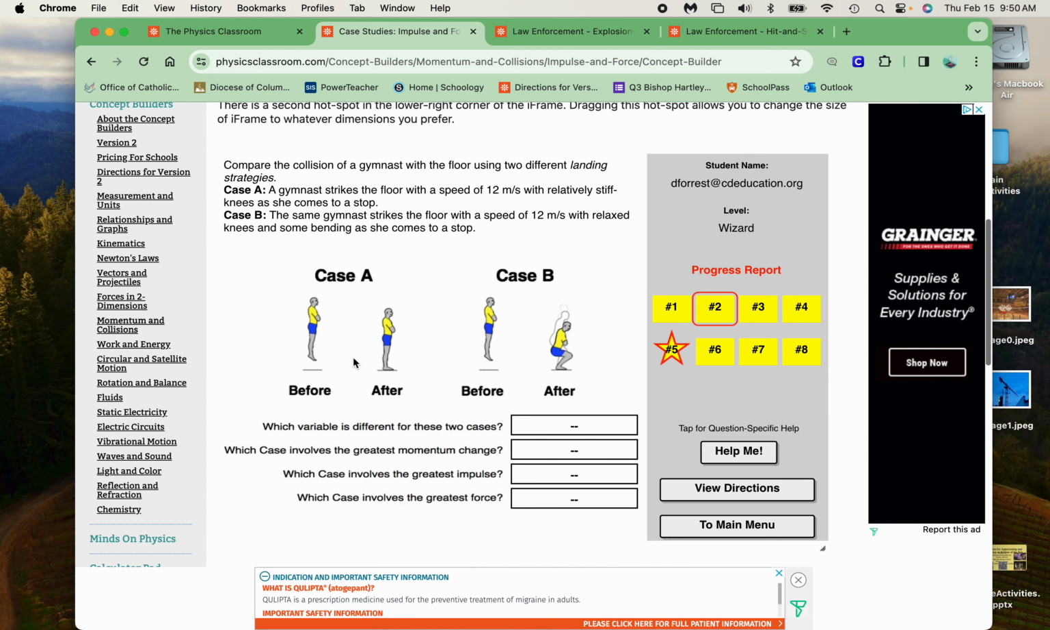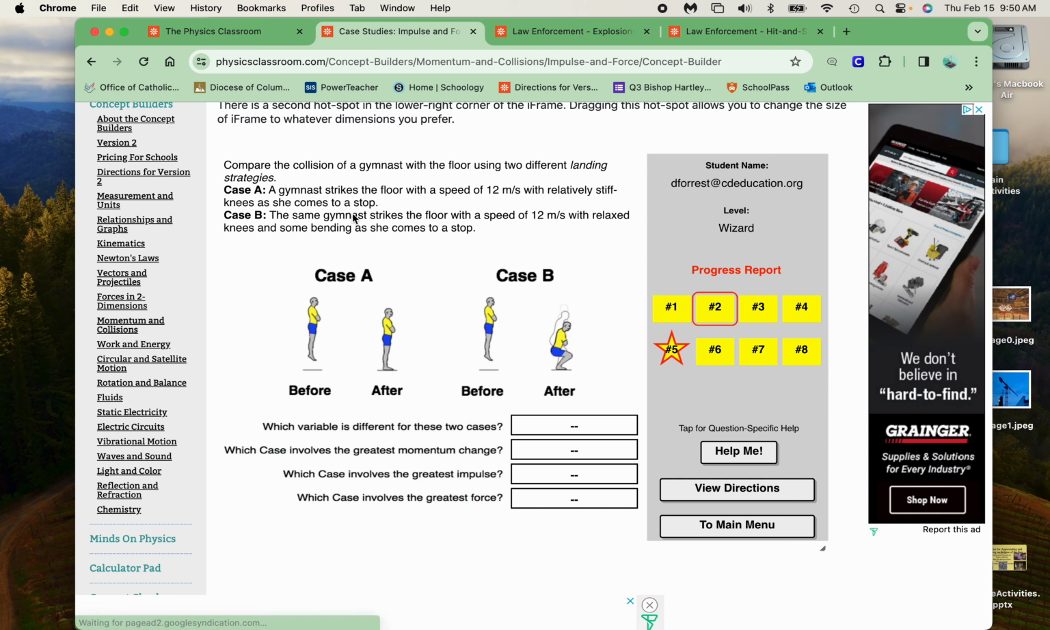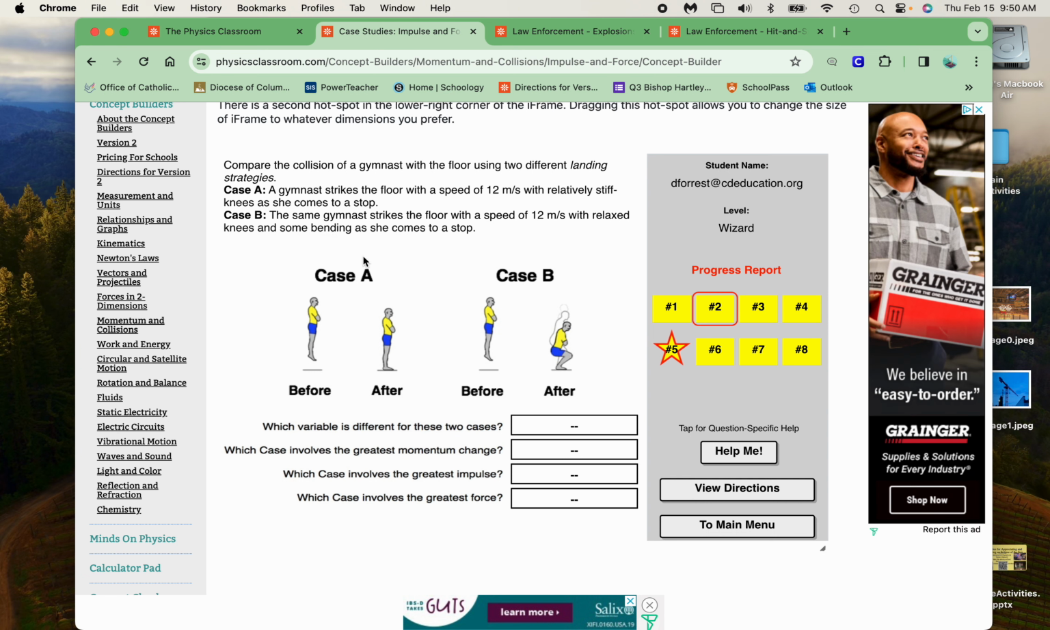I'm not going to go through this one completely, but I do want you to think about it. So case A: a gymnast strikes the floor at 12 meters per second with relatively stiff knees. She comes to a stop. Apparently she's bald. Case B: the same gymnast strikes the floor at the speed of 12 meters per second with relaxed knees and some bending.